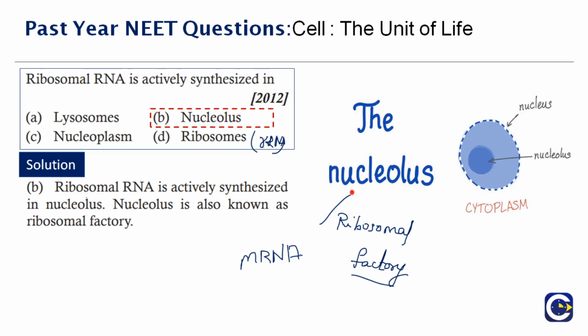Ribosomal RNA, molecules in the cells that form a part of the protein synthesizing organelle. So here, if you see, they are talking about the part or the organelle which actively synthesizes ribosomal RNA. So rRNA, if you see, is present in ribosomes, but where it is synthesized, if you ask me, it will be synthesized in the nucleolus. The other name for nucleolus is also ribosomal factory. Therefore, the correct answer to this question is option B.